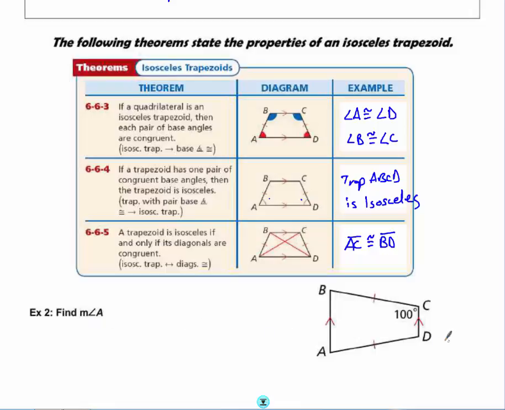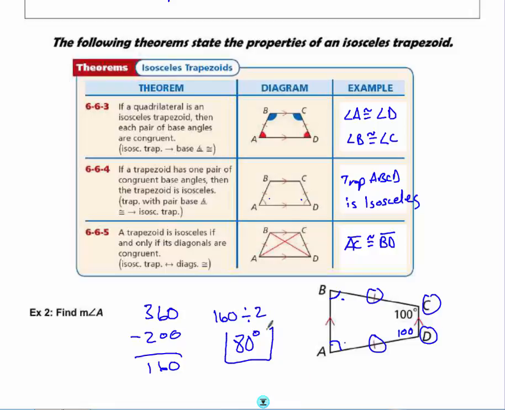Find the measure of angle A. Well, I see that these two sides are the same. So that means this is an isosceles trapezoid where this angle is congruent to this angle, and this angle is congruent to this angle. So that means this is 100. Well, if you haven't caught on by now, all quadrilaterals add up to 360 degrees. So 360 minus our 200 leaves us with 160. 160 divided by the two angles that are the same is 80. So the measure of angle A is 80 degrees.